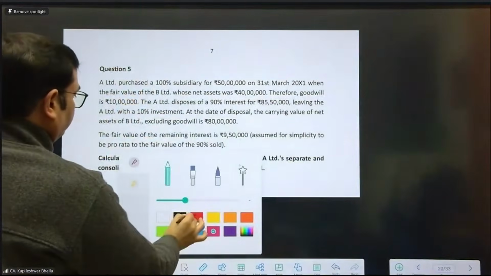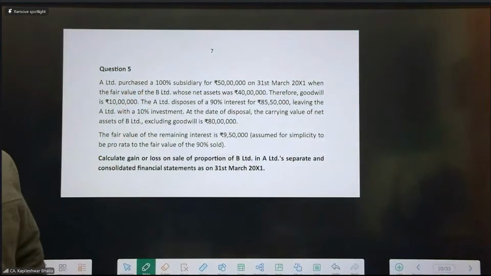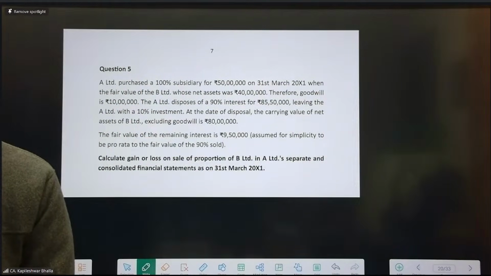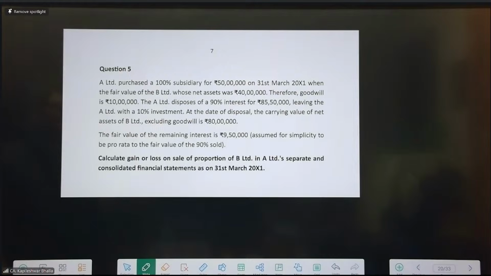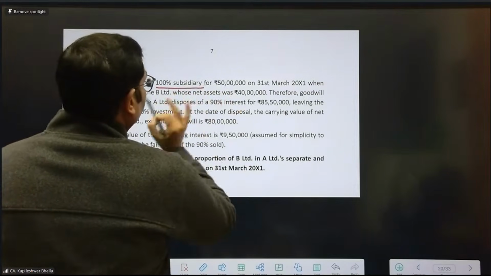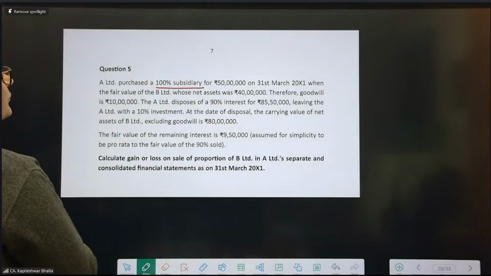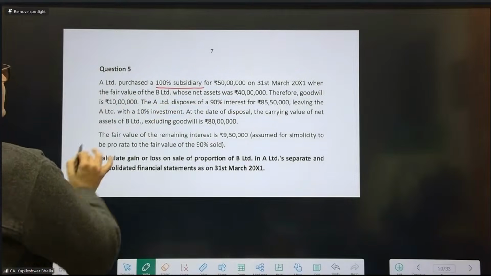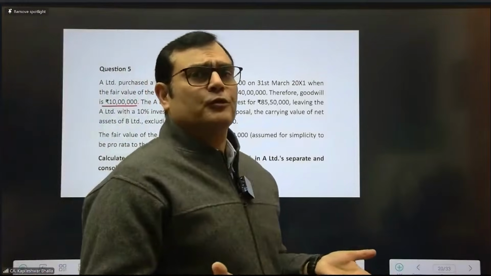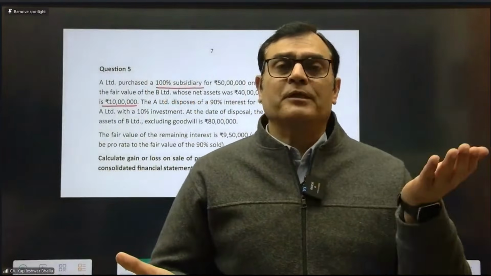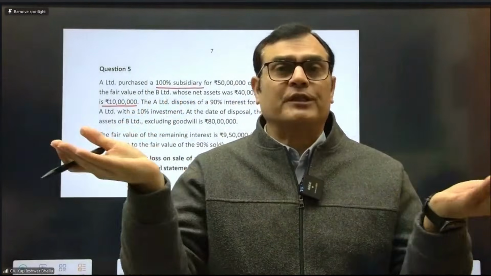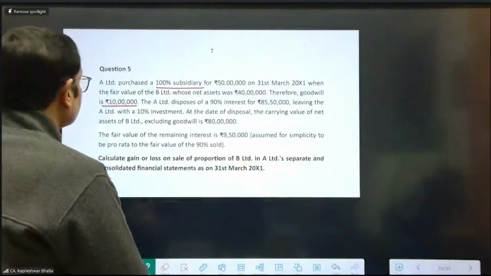Question number 5. Let's see the question number 5. Now I am given out here: A purchased a 100% subsidiary when the fair value of the net assets is given, and therefore the goodwill is 10 lakh. Since it's a full control, you can directly compare the purchase consideration versus the net assets, 50 versus 40, and you get a goodwill of 10.